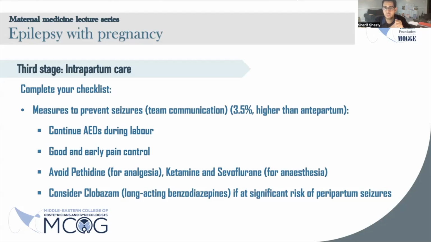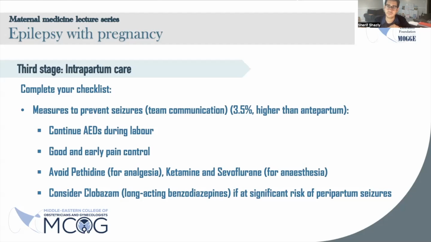For the anesthesia team, I would say, and they probably know about that, but if you are working in settings where you feel like your team is not super familiar with those patients, it's always good to just double check that there is no ketamine and sevoflurane for those patients, because both of them actually increase the risk of having seizures.